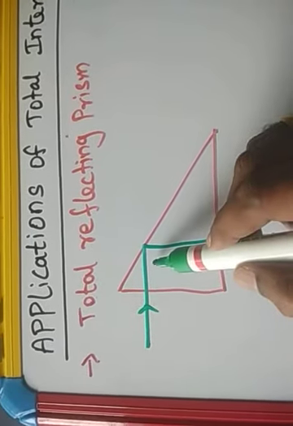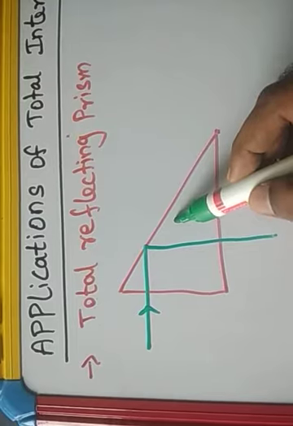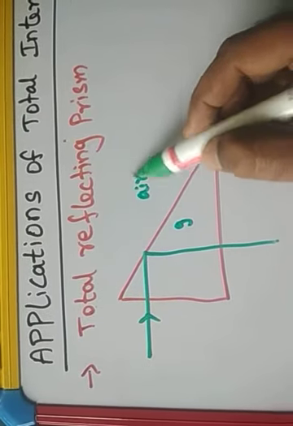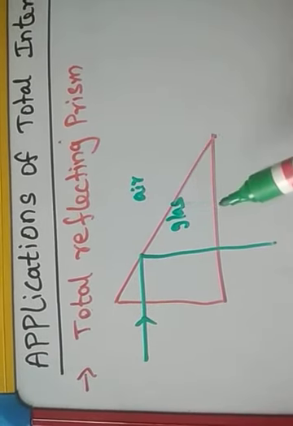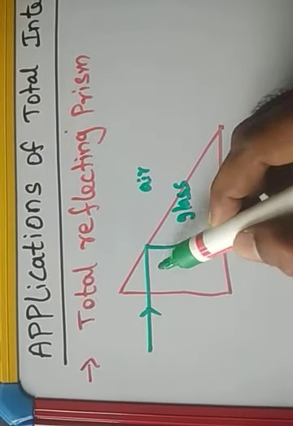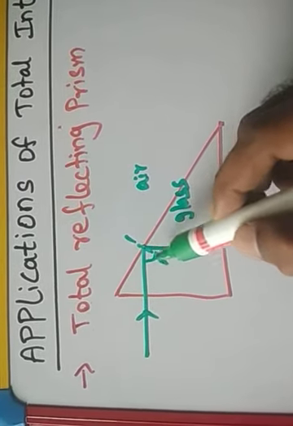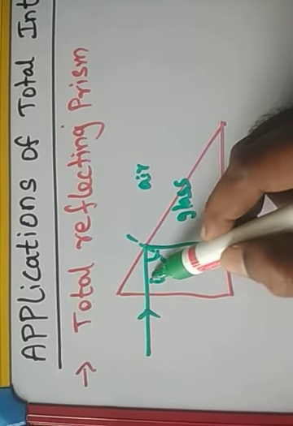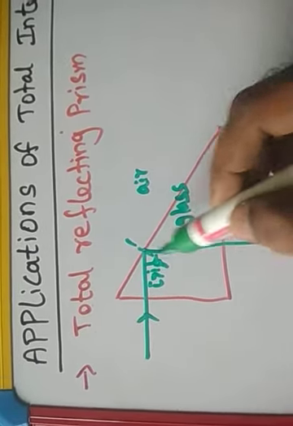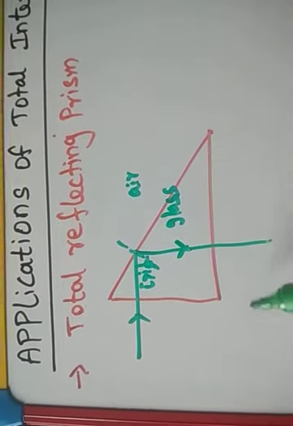Here the light enters from a denser medium to a rarer medium. This is glass, this is air, this is glass medium. Denser medium to rarer medium, the light will hit here at this point, and the angle of incidence is greater than the critical angle. Then total internal reflection takes place.